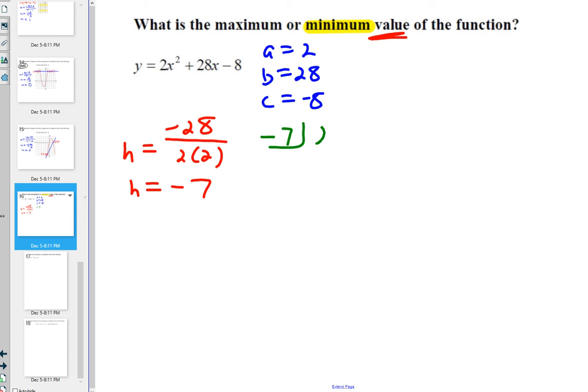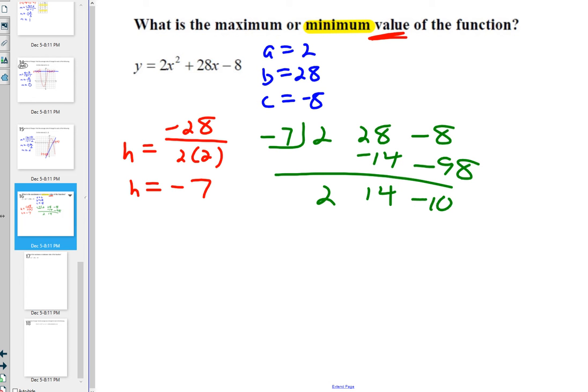Negative 7 squared... 98, 6. Wow. So this graph will go as low as negative 106. I can't even count that low. They won't. Remember, you're taking a multiple choice test. You don't have to really graph anything. You just have to be able to look at a graph and identify it.